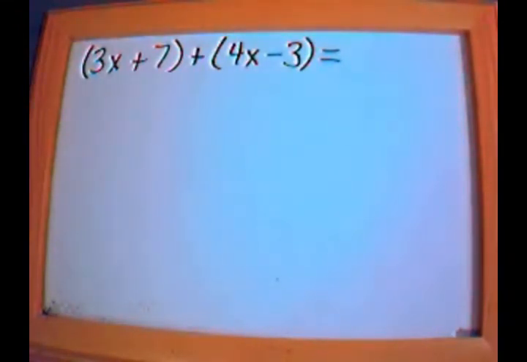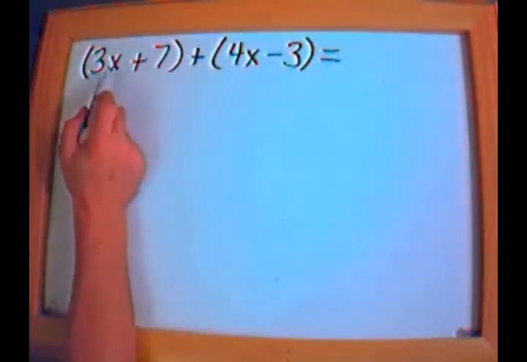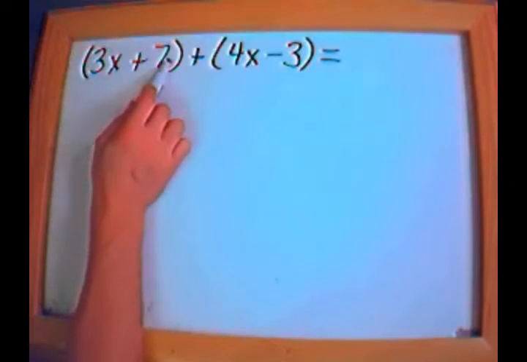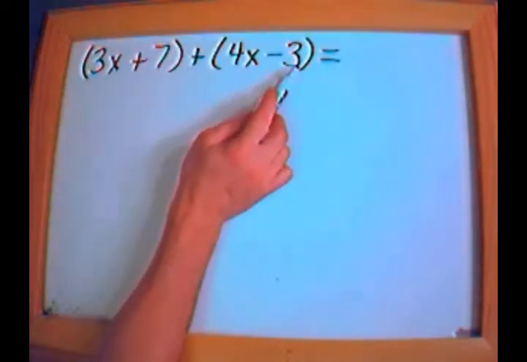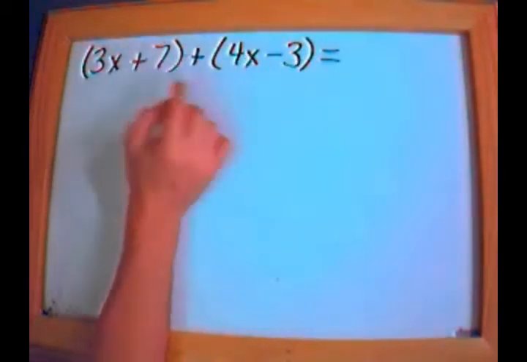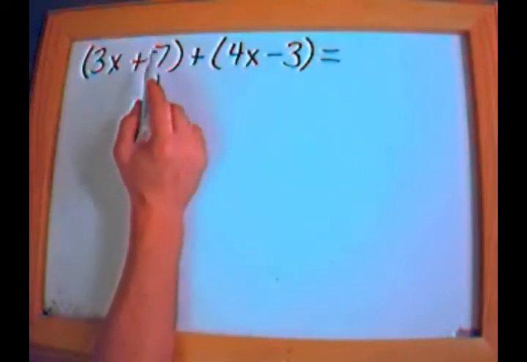Well, first of all, this looks complicated because I've got these parentheses here. But let me ask you, are the parentheses really needed? All the parentheses are telling me is to do the operation inside first. I can't add 3x to 7 directly because there's no x behind the 7. And I can't add 4x and negative 3 because there's no x behind the 3. They have to be identical. So there's nothing to do inside these parentheses, even though they're written with parentheses.